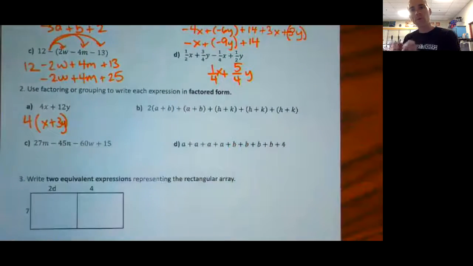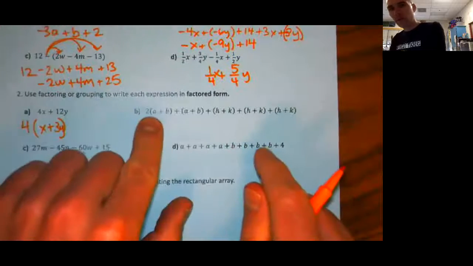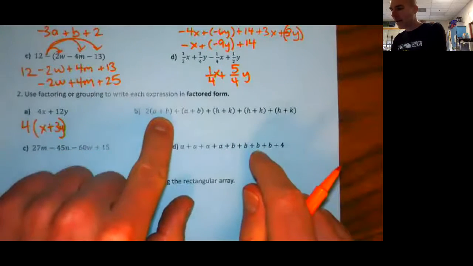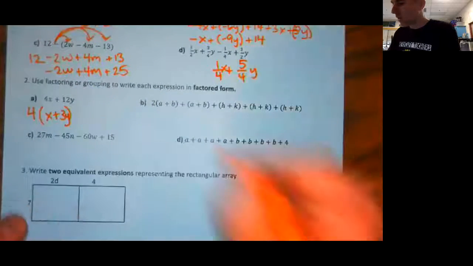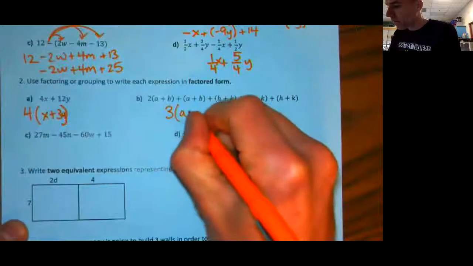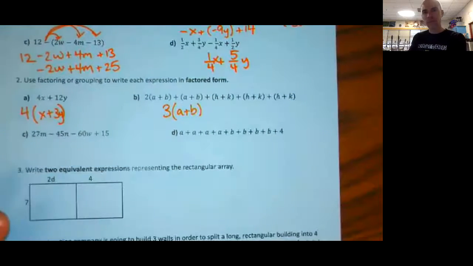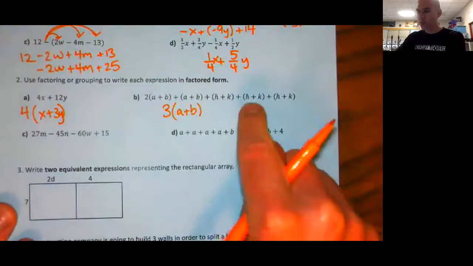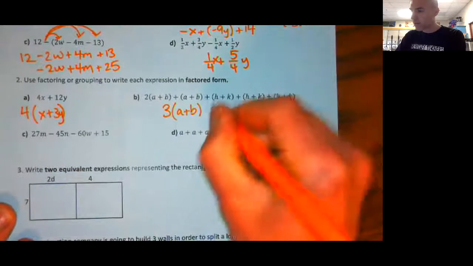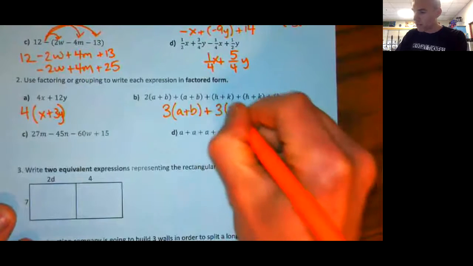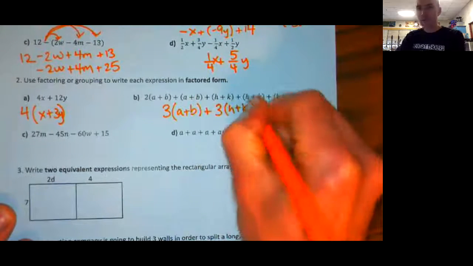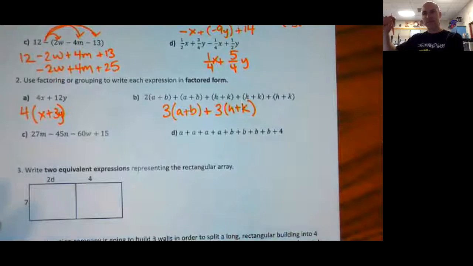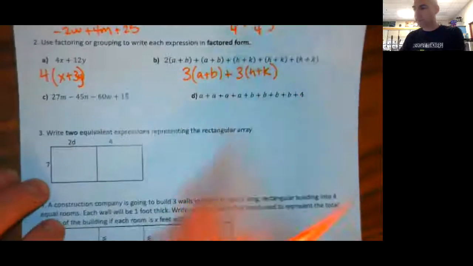Here, I want to group some things together. I have 2 of this quantity a plus b, and I have another a plus b, for a total of 3 a plus b's. And then I have 1, 2, 3 h plus k's, so plus 3 h plus k's. And if you went a step further and wrote this as 3 times quantity a plus b plus h plus k, great job. But this is all I required for full credit on this one.